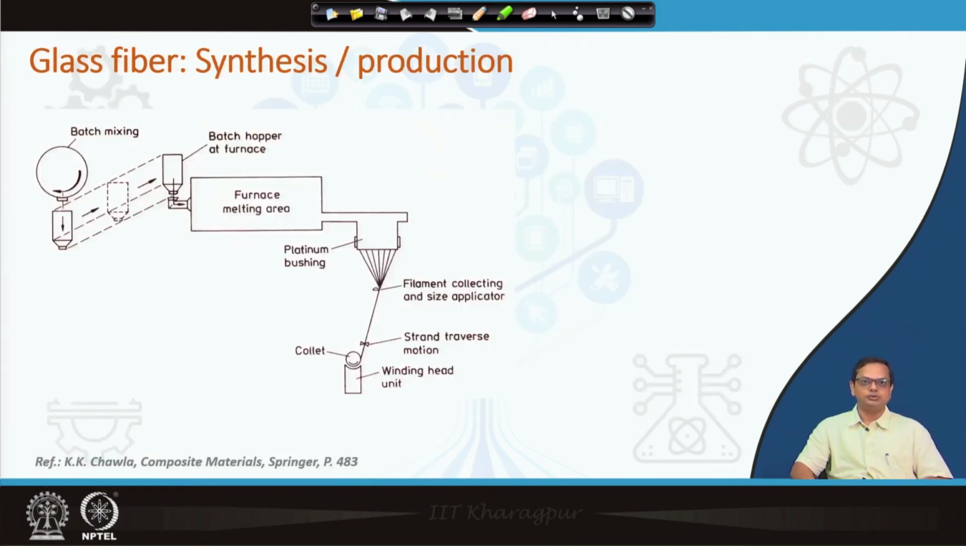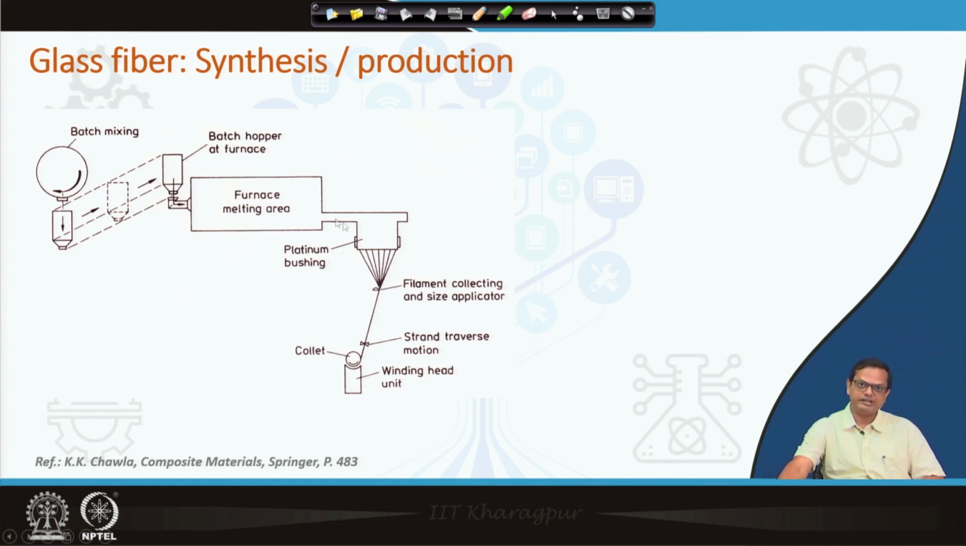So, how are glass fibers made? If you look at this particular picture, it is made by melt spinning. The different oxides are added, and by a batch mixing method, they are carried by a hopper to the melting furnace. In the melting furnace, all the oxides get mixed together and molten.